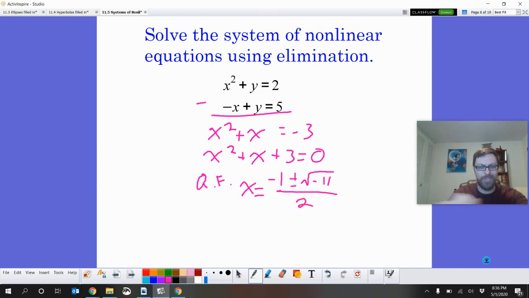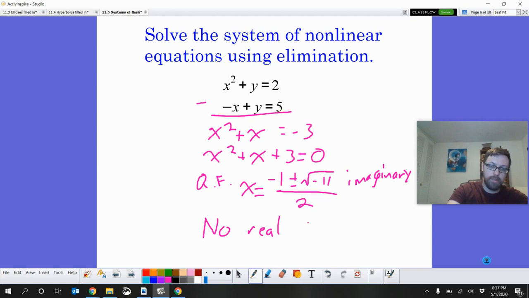That's an imaginary solution, meaning they have an imaginary intercept, which is not real. So we have no real solutions.